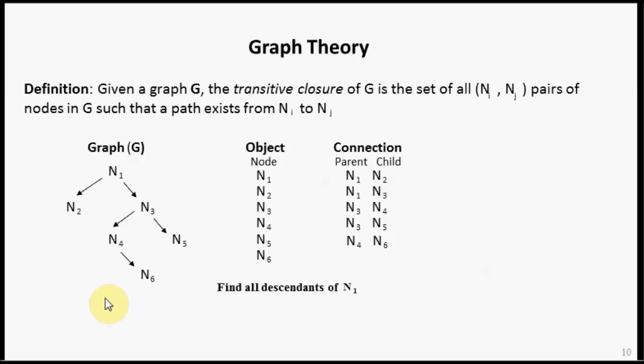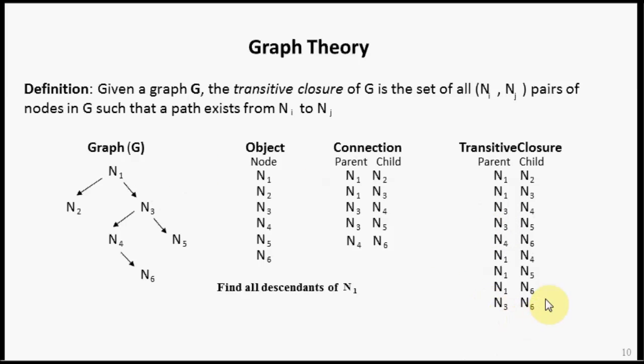The notion of transitive closure is a concept that is foreign to most people. So let's look at a definition of transitive closure. Given a graph G, the transitive closure of a graph is the set of all potential paths between all nodes in the graph here. So in fact, the transitive closure of a graph can be represented using a relational table here.